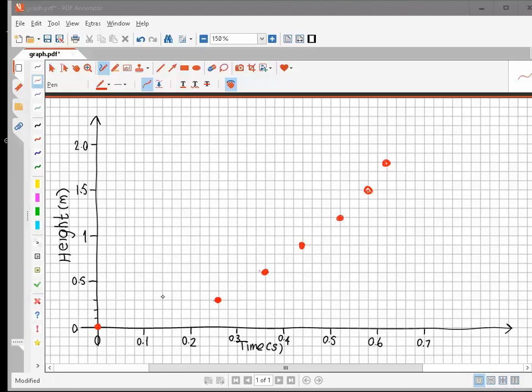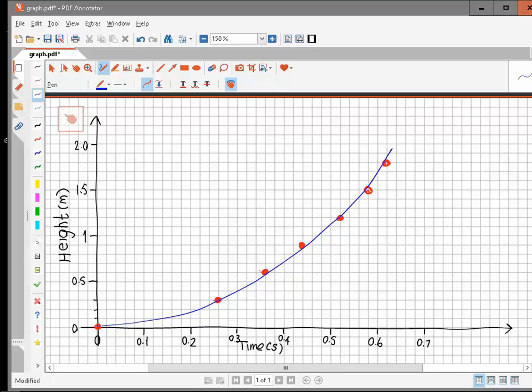Having drawn our scatter plot of the data points, we can sketch a line that goes through the data points. So in this case, just trying it freehand, getting a curve like this.